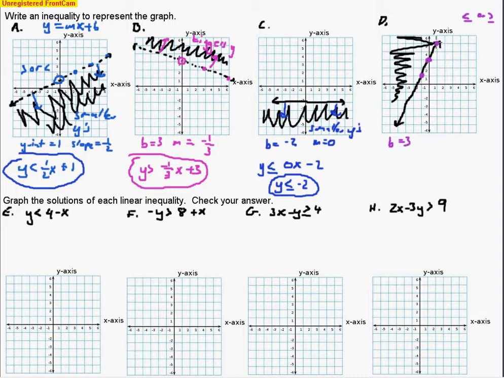So both are positive, but it's just going up to right 1 or down to left 1. So it means our slope is just a 2 to 1, or just 2. Now, we need to figure out which way to shade.